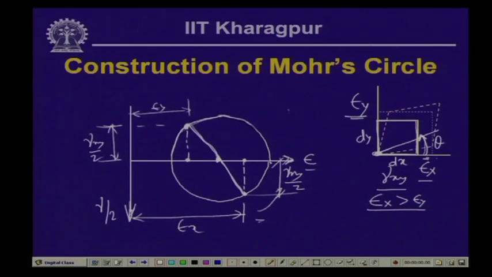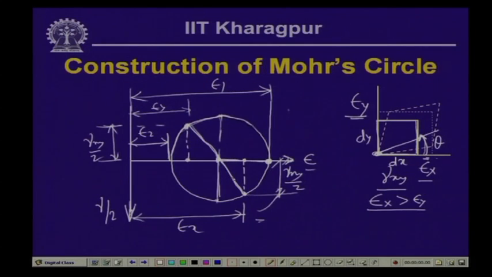Now, corresponding to this particular circle, the value of the maximum normal strain is this, which we have denoted as epsilon 1. The minimum normal strain is this, which we have denoted as epsilon 2, and the value of the maximum shearing strain, positive shear strain is this, and the value of negative shear strain, or the minimum shear strain, is this.